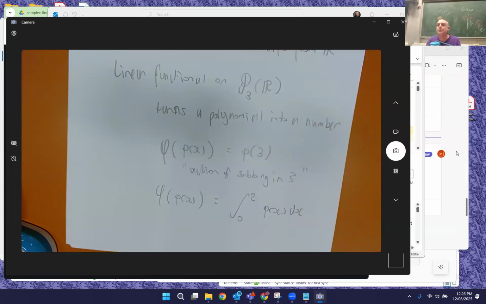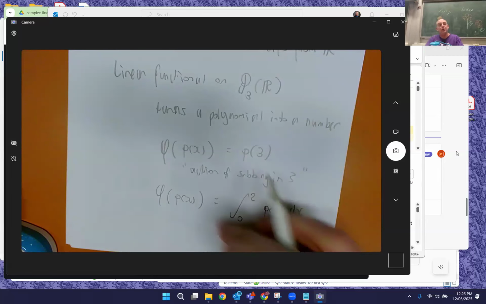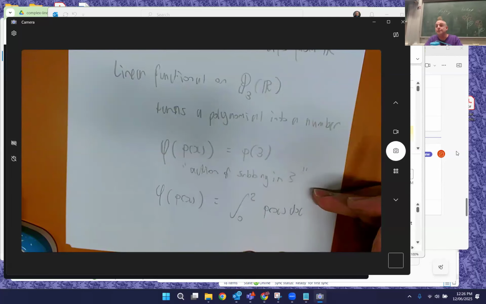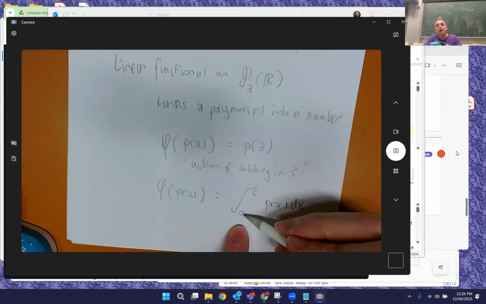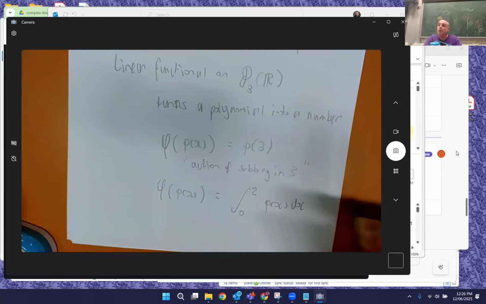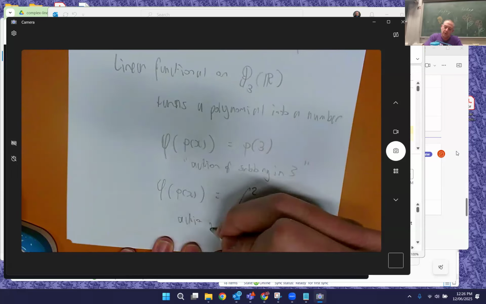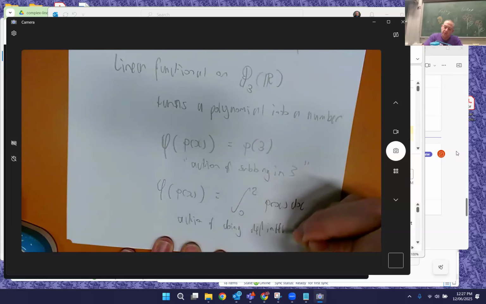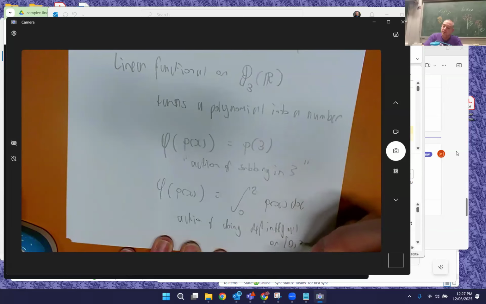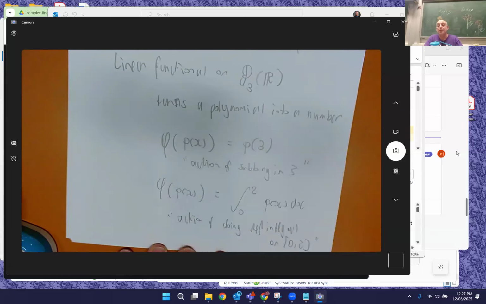Also a linear functional. This takes a polynomial and produces a number by doing the integral from one place to another. And you could, if you wanted to, change these limits to whatever you wanted, and it would still be fine. It would still work as a linear functional. So the action of doing a definite integral in the interval from 0 to 2, that's a linear functional as well.